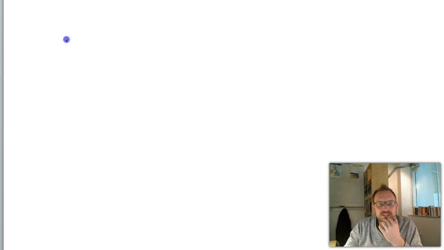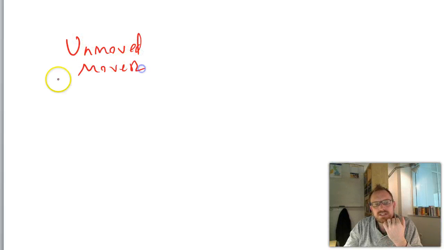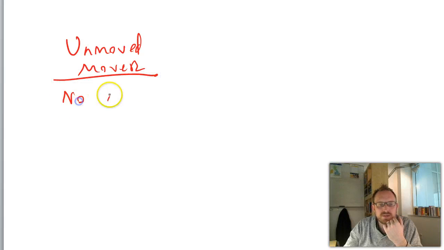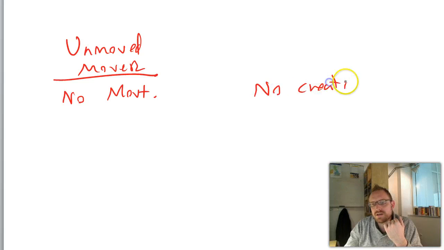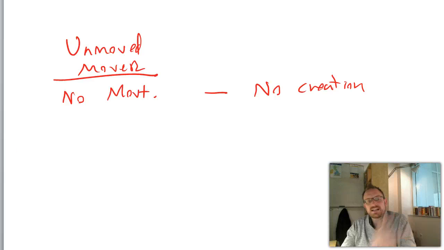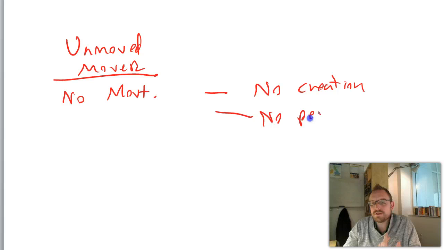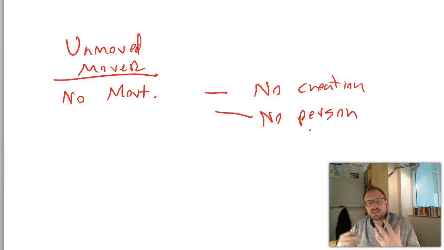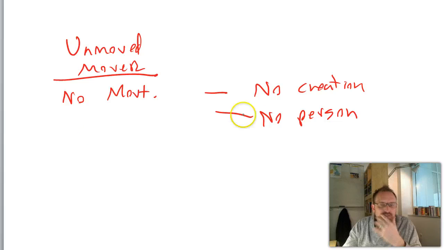If the unmoved mover is God, what are the characteristics of the unmoved mover? Well, characteristic number one is that there's no movement. If there's no movement, then there can be no creation, right? Because creation is an act of movement. If there's no movement, then there can be no person. There can be no person to God, right? The unmoved mover here isn't conscious like we're conscious, because consciousness occurs in time and it occurs through experience of change. None of that's the case, right? So the unmoved mover doesn't have any of these.